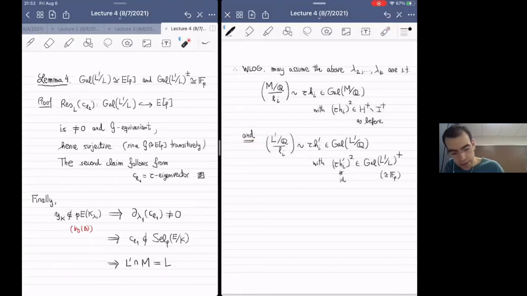But so now we are really done, because we immediately check that with these choices, the prime lambda i is not going to split completely.